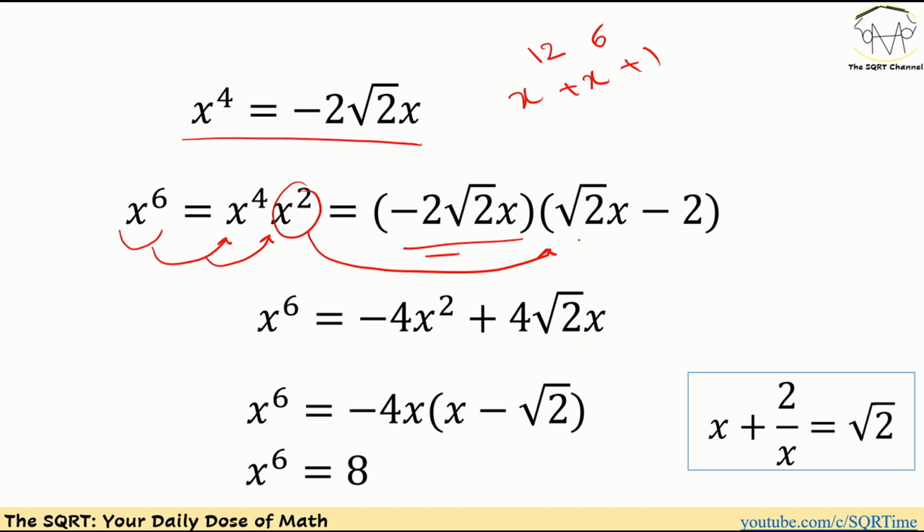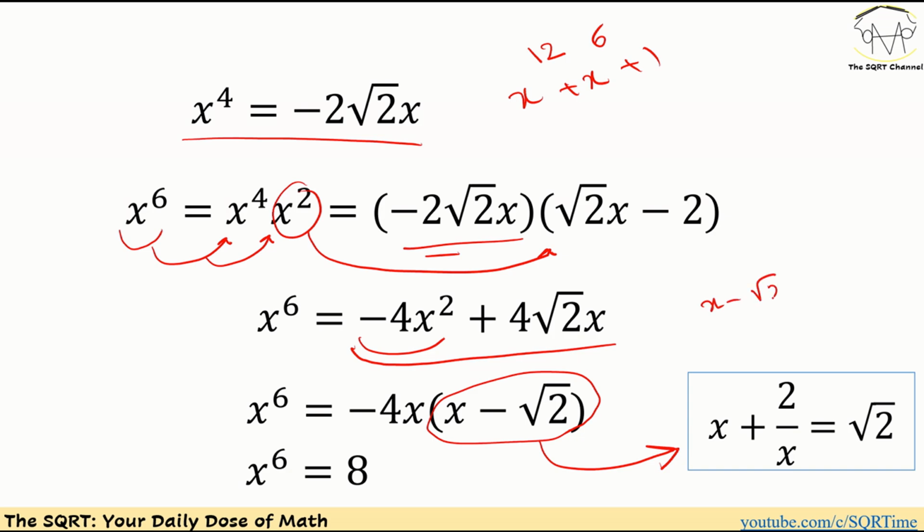Simplification is rather easy. I have radical 2 times radical 2, which is going to be 2. And then 2 times 2 is going to be 4. And then I have negative here. And then x times x. So I'm going to have negative 4 x squared. And then for the other one, you can easily see that it's going to be 4 times radical 2 times x. From here, I'm going to take out negative 4 times x to simplify x minus radical 2 here. And for this, remember we already know that x plus 2 over x is radical 2. So x minus radical 2 is negative 2 over x.